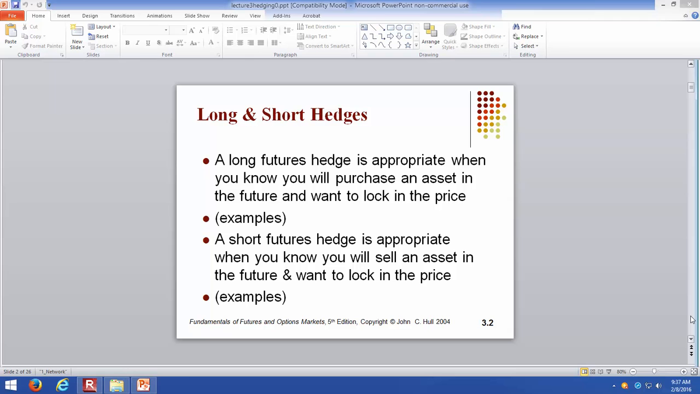In this case, you want to buy a futures contract, or enough futures contracts, so that you can purchase the 100 million euros. Typically this might take place at a later date. So let's say today is February, and you want to buy something in June. You might want to enter into a futures contract.